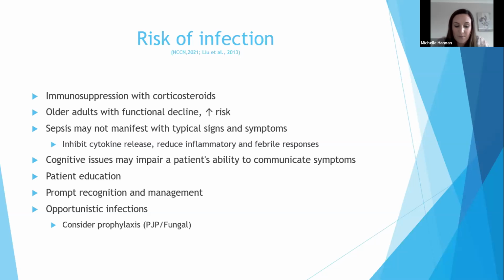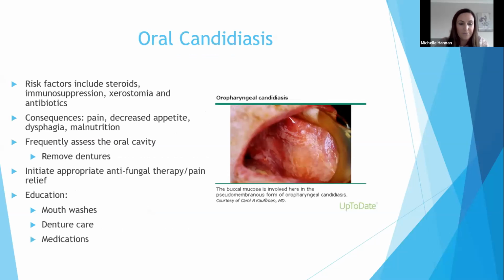Patients with cognitive impairment may not have the ability to recognize and report signs and symptoms of infection. So it's really important that we educate the patient and the family caregiver around the signs and symptoms of infection, and to report them early and to seek medical attention promptly so we can treat them promptly. And then I suppose that, with the immunosuppression with steroids, there is risk of opportunistic infection, so we may need to consider prophylaxis for PJP or fungal infections.